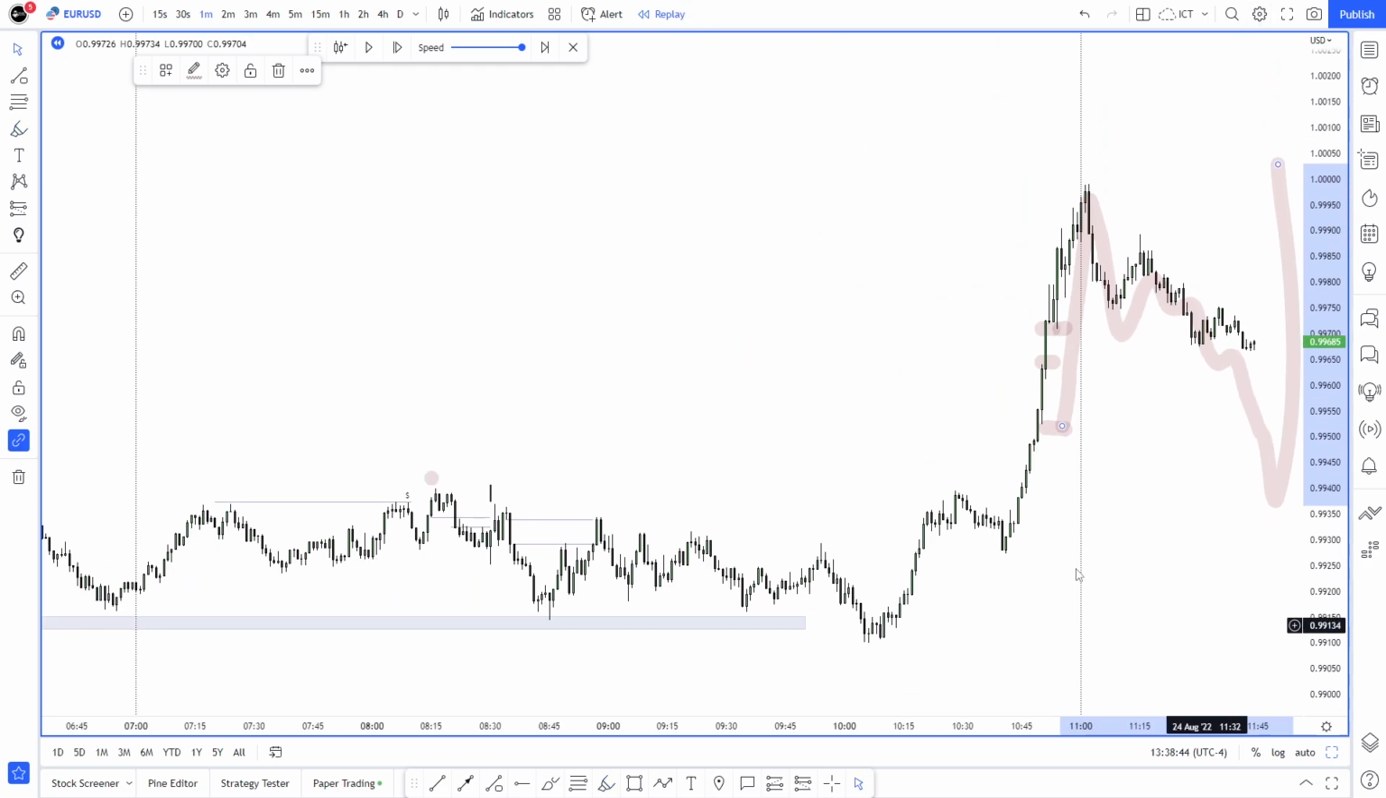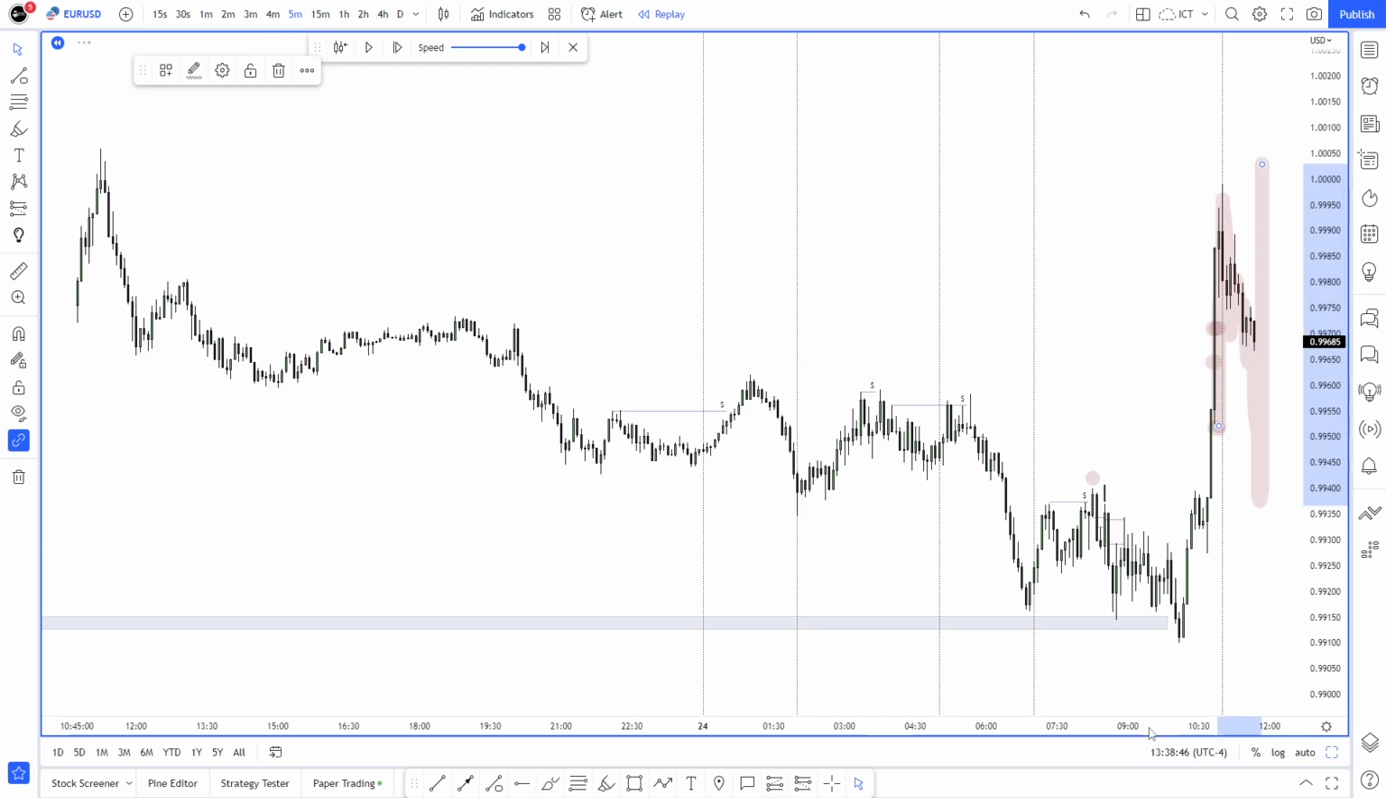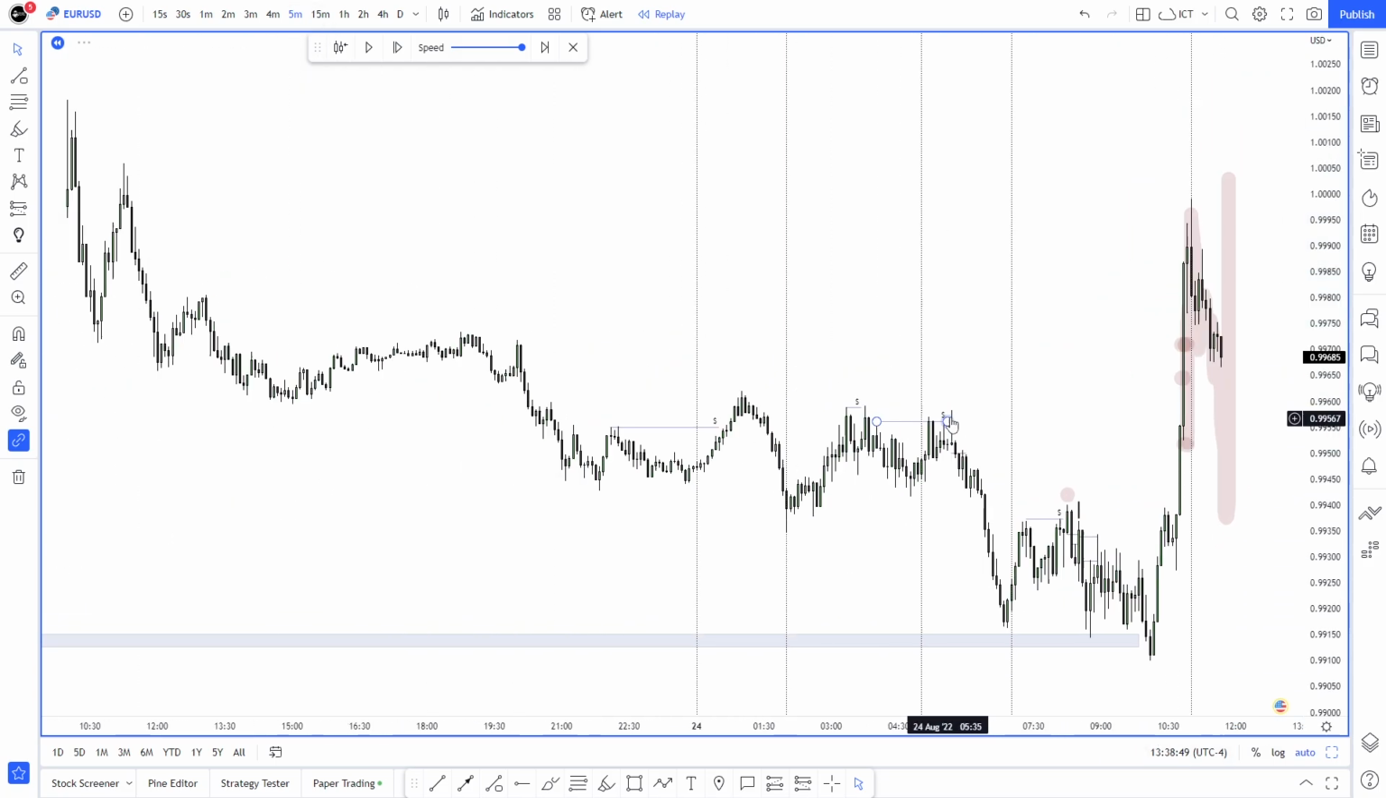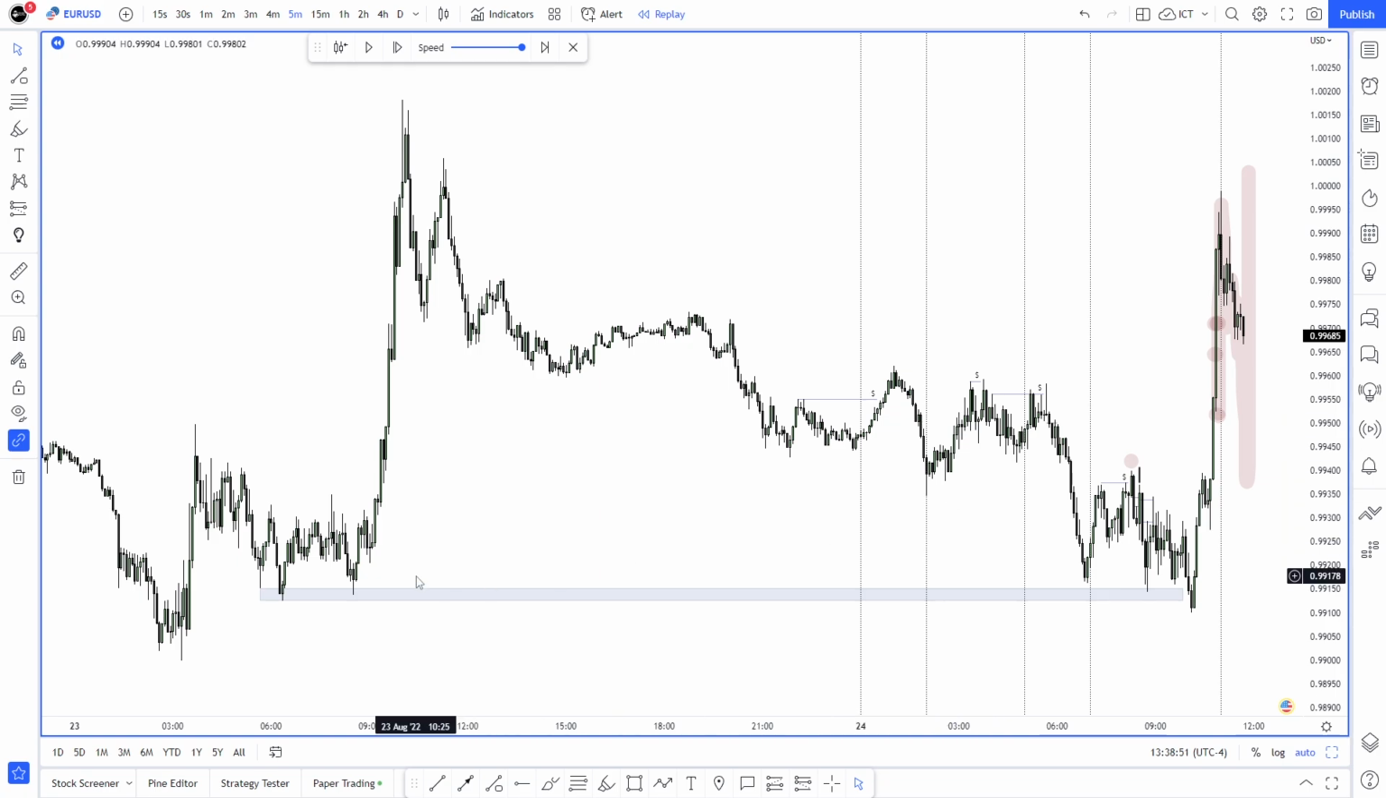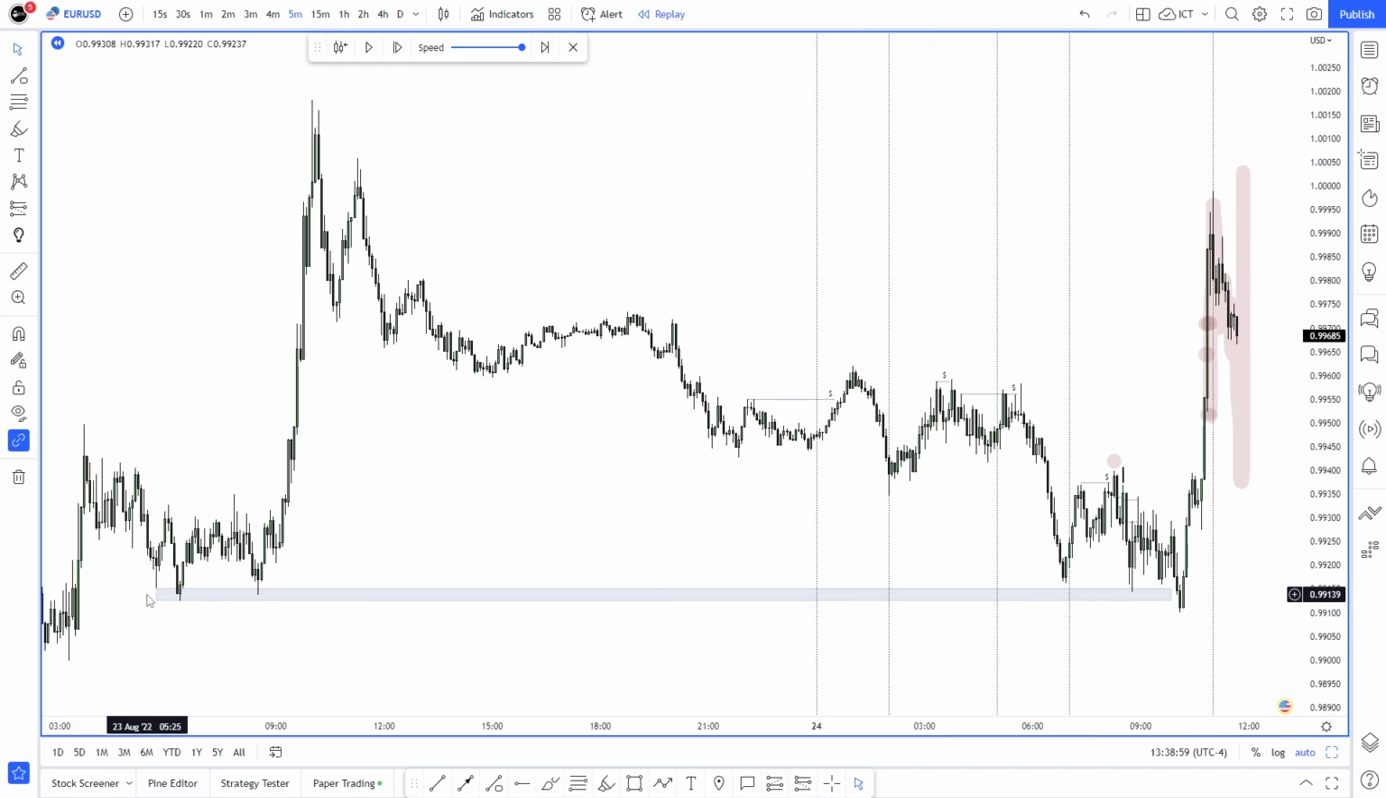I don't really remember what happened. Let's just go back to the important. What happened today? Bias was correct, in my opinion. At least down to this low, it was definitely correct. The fact that it ranged, it was just manipulating liquidity into the market. Of course, looking at it now, it's pretty clear.